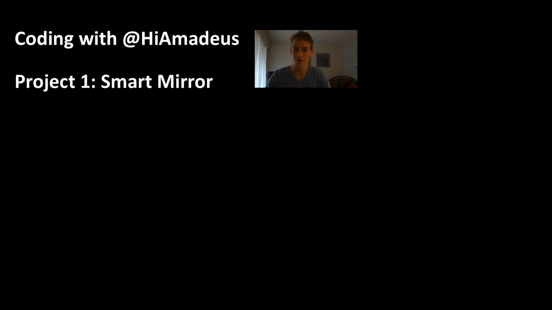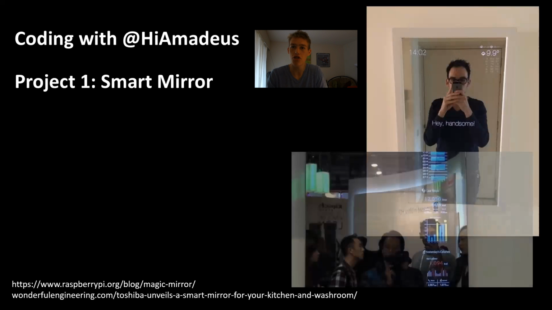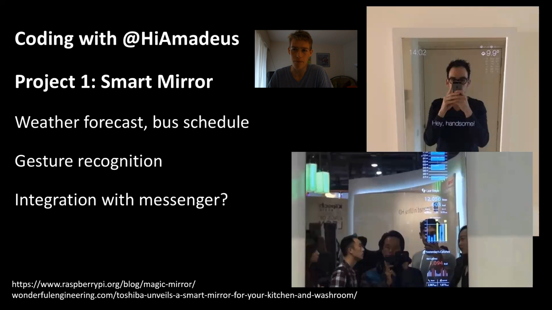In this video series, we'll build a smart mirror with Raspberry Pi. The mirror will show time, weather forecast, and bus schedule. It will recognize hand gestures. It will integrate with Facebook Messenger or some other platform which will allow interaction with the mirror. We might do more. Reach out on Twitter or YouTube with comments, ideas, or if I make a mistake.